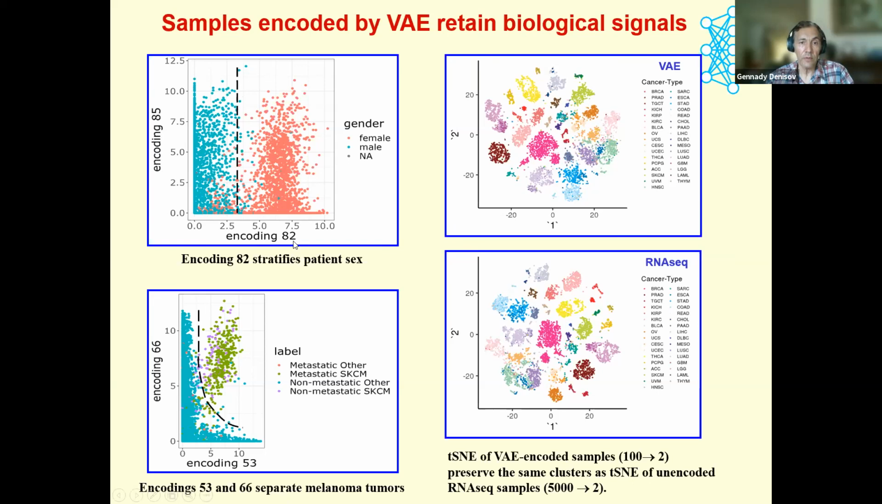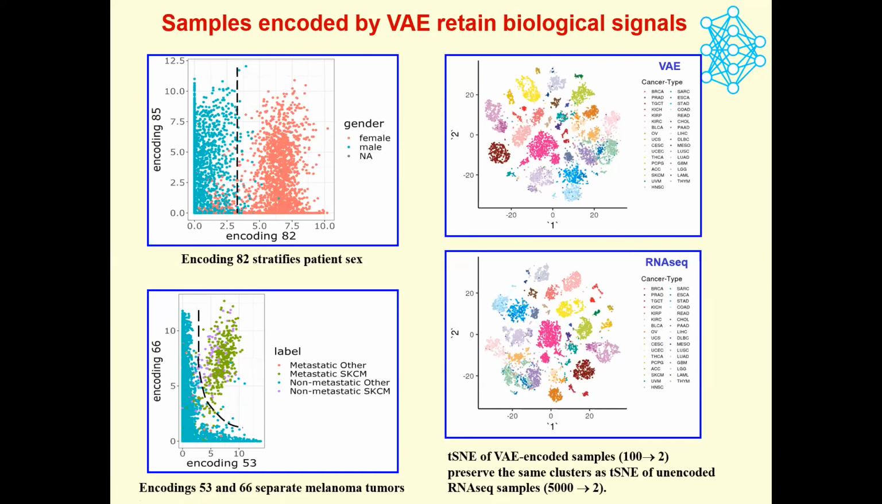If you just use encoding 82, it gives you the boundary, which is parallel to the second axis, right? Only using encoding 82 is sufficient for prediction of the sex of a sample. So then the bottom one would be more interesting to talk about. I agree with you. For the top one, 82 was sufficient, but for the bottom one, you needed both of them.